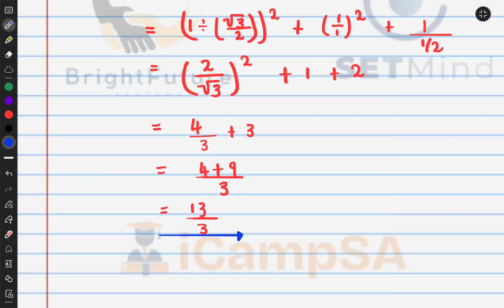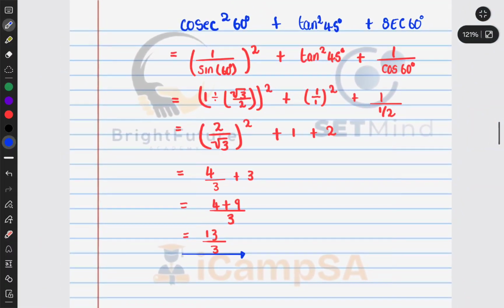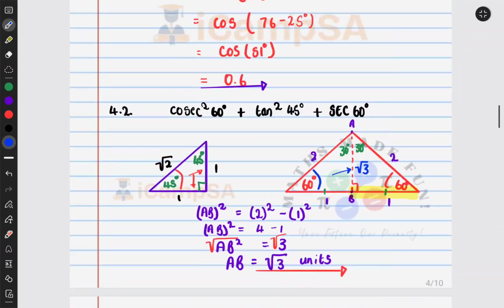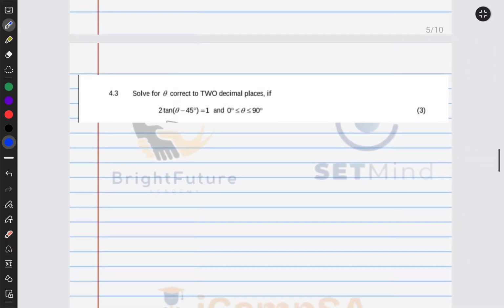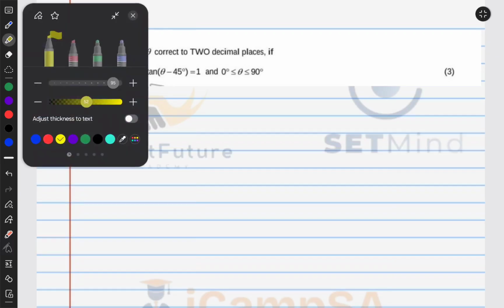Hopefully that made sense. Let's go ahead and now do 4.3. Yeah, that was 4.2, we haven't left anything. Okay, 4.3: solve for theta correct to 2 decimal places.